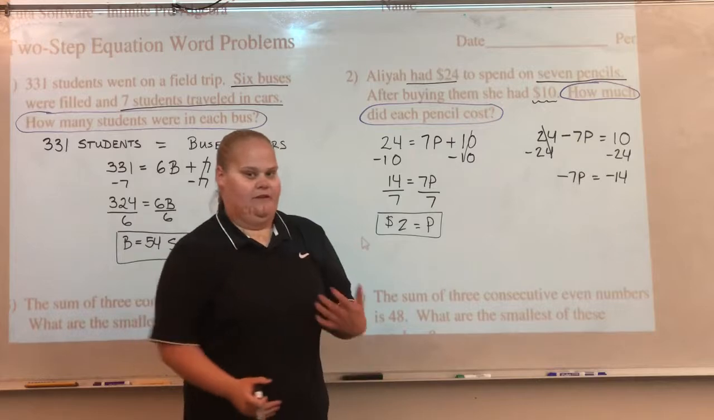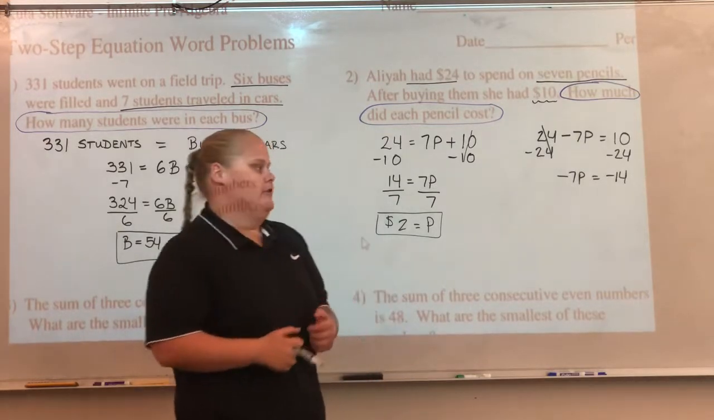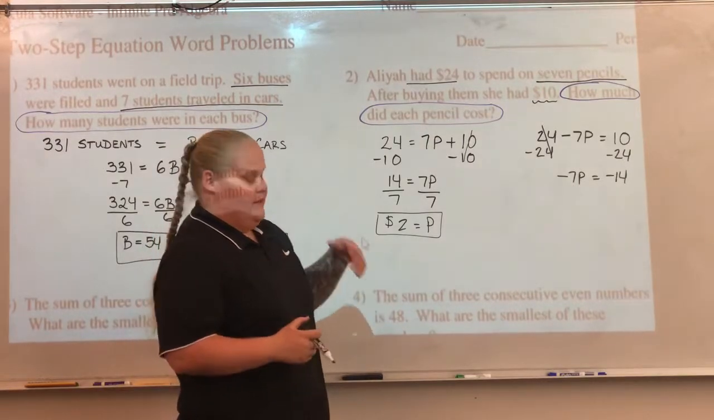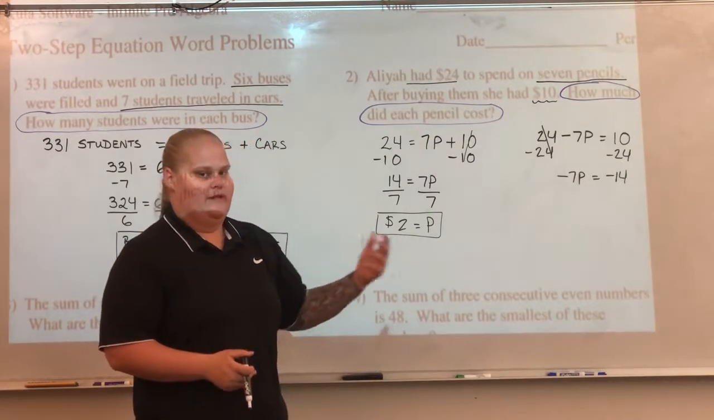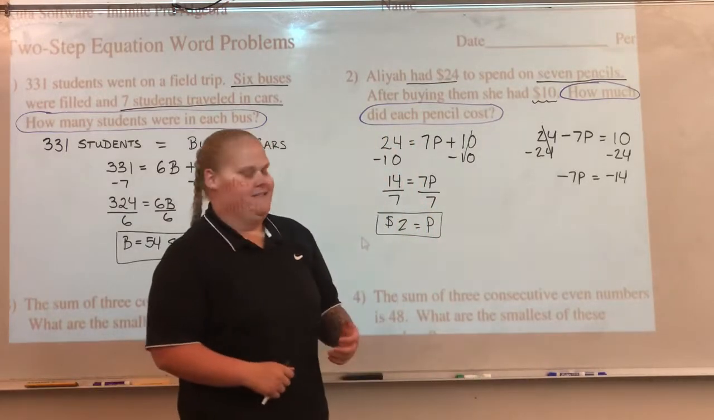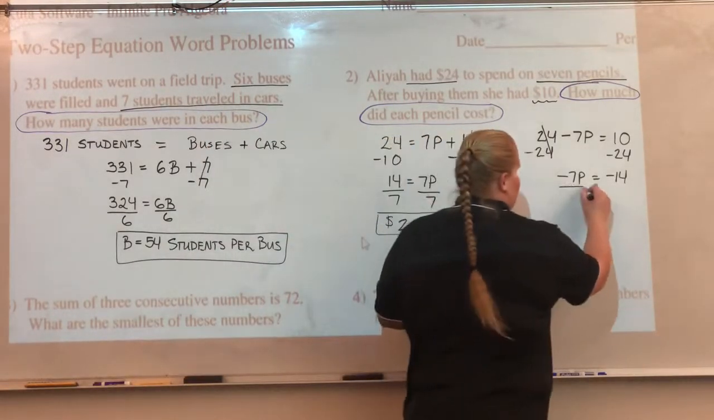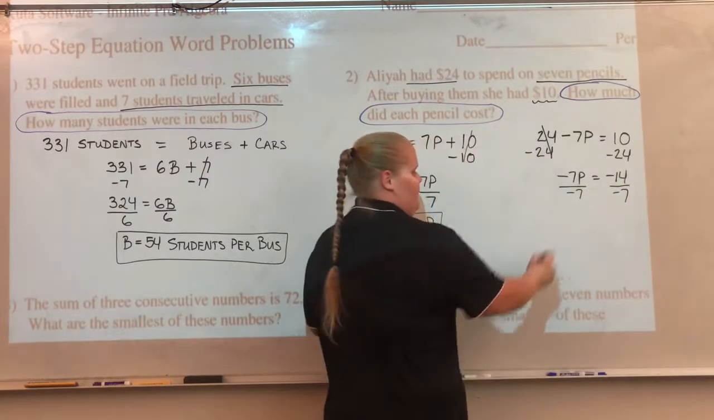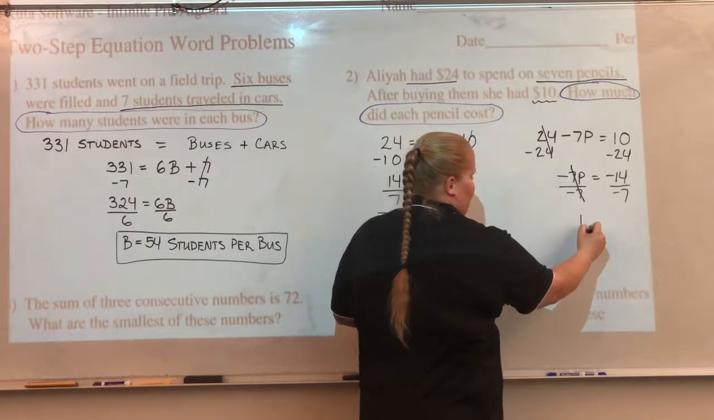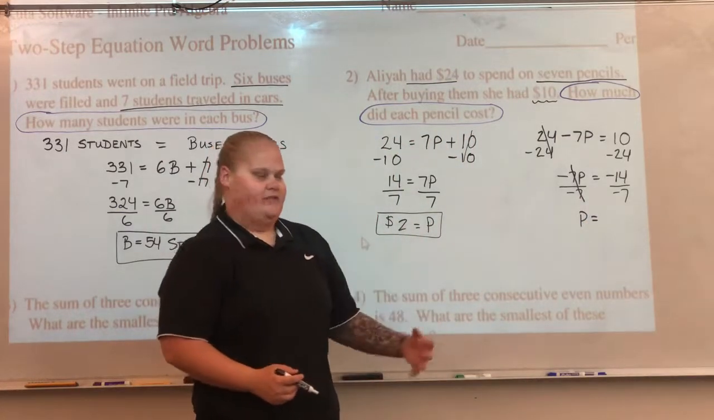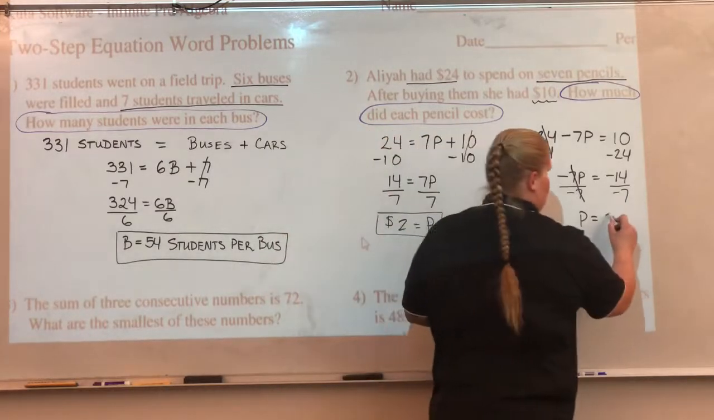Again, if you're not a big fan of negative numbers, please use a calculator to make sure that you don't mess up your signs. Next, I still have to get P by itself, so I'm going to divide both sides by negative 7. These are going to cancel, and I have P equals negative 14 divided by negative 7, which is going to give me a positive 2.